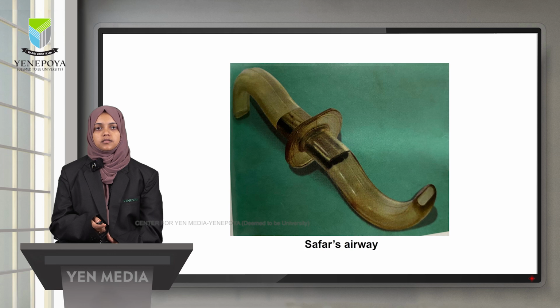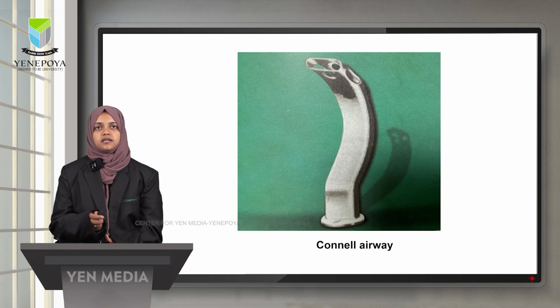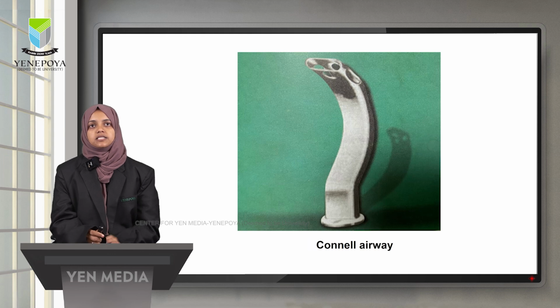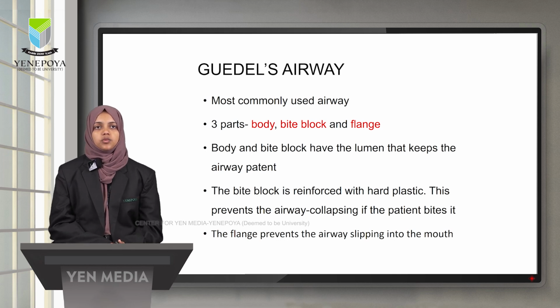So this is Suffer's airway, Waters airway, and Connell airway. These are differentiated into various names because, in Connell's airway, there are multiple holes at the pharyngeal end. Now coming to Gudel's airway, which is the most commonly used one. There are three parts, which I have already told: body, bite block and flange. The body and bite block have the lumen that keeps the airway patent. The bite block is reinforced with hard plastic, which prevents the airway from collapsing when the patient bites it. The flange prevents the airway from slipping into the mouth.